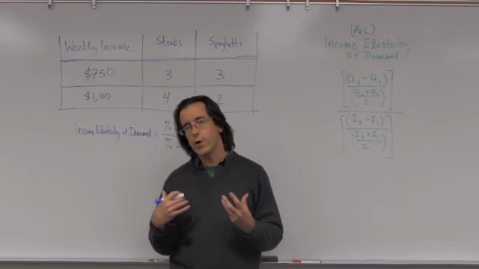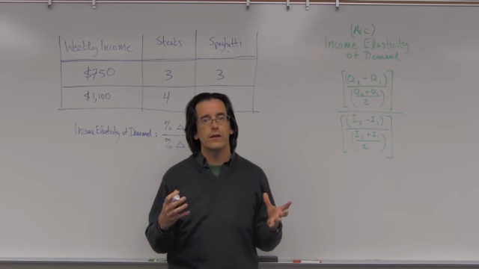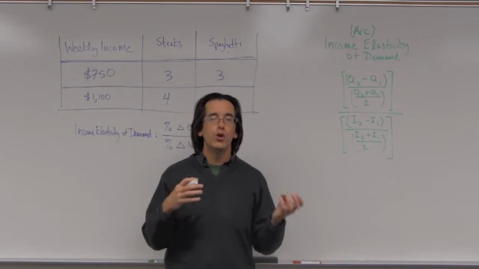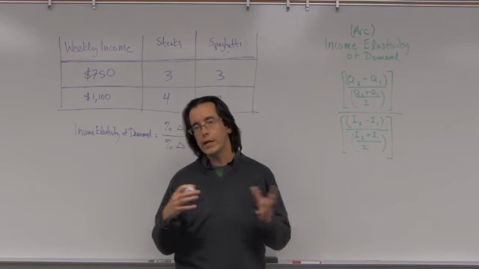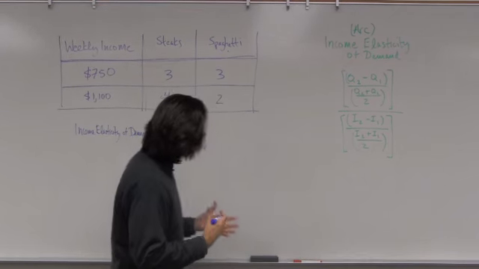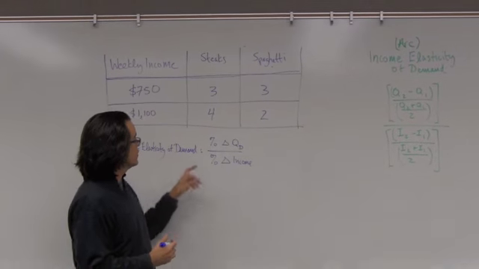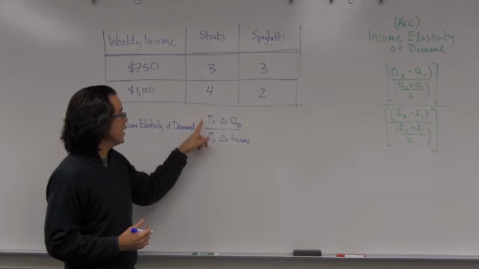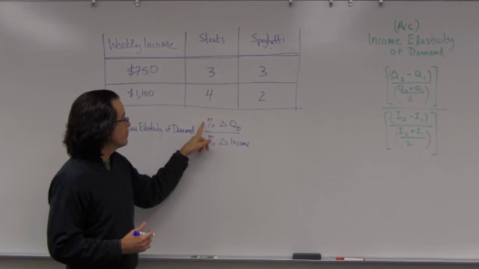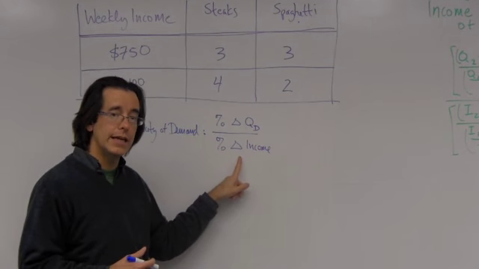So as you're watching these videos and studying, you want to watch the patterns, okay? And in particular, note the differences among the different measures, okay? So let's get started. Income elasticity of demand. In general, this measure is the percentage change in quantity demanded divided by the percentage change in income.